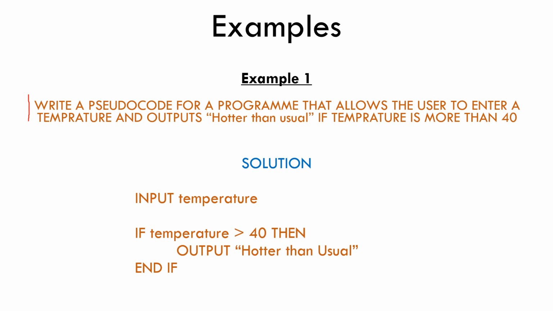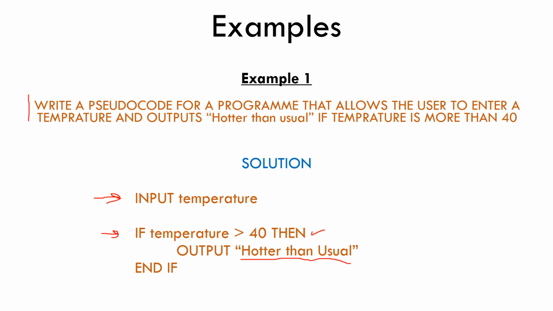In order to deal with it, we have to look at the solution. The solution starts with someone inputting a temperature. Once that temperature has been input, we check if the temperature is more than 40. If it is, you are going to write output "hotter than usual", displaying hotter than usual on your screen. So this solves the problem for you, right? So simple. You entered a temperature, you checked if it is more than 40, and you showed on screen that it is hotter than usual.